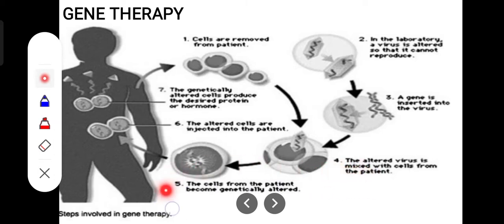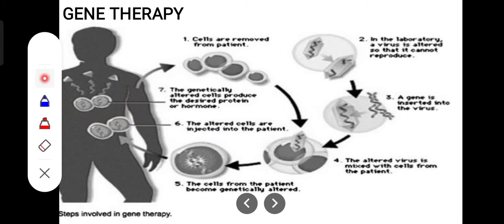Then fifth, the cells from the patient become genetically altered. So the virus no longer affects them. They are genetically altered, okay? The altered cells are injected into the patient. The cells are returned to the patient, and take note, the cells are already altered and are no longer affected by the virus. Next, the genetically altered cells produce the desired protein or hormone. So, that is for gene therapy.